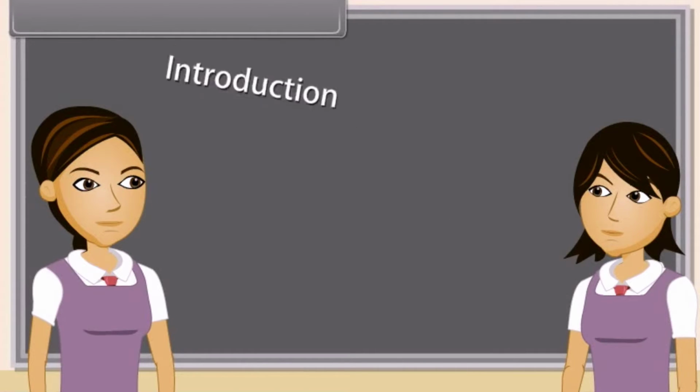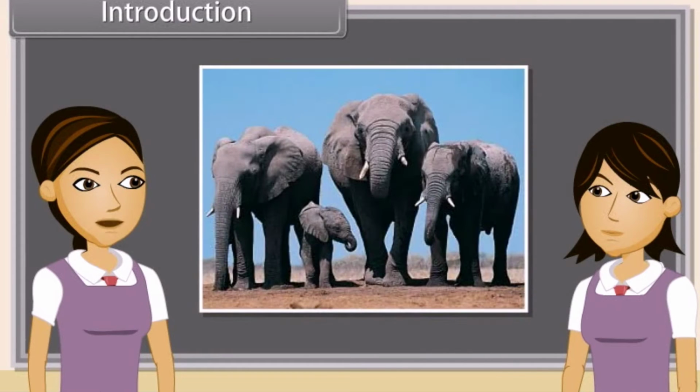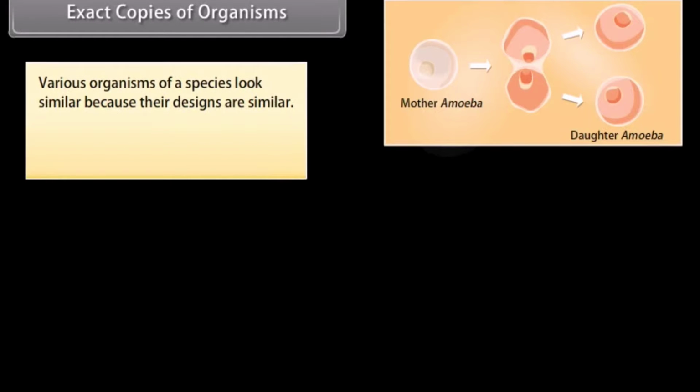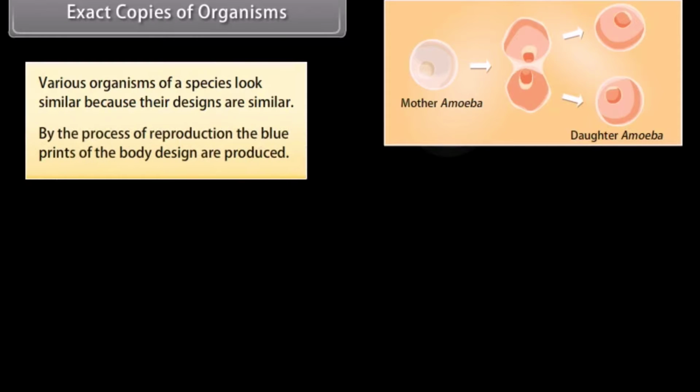Introduction. We know that reproduction is the ability of all organisms to produce young ones similar to themselves in most of their characters. We can also say the process by which a species is continued is called reproduction. Exact copies of organisms. Various organisms of a species look similar because their designs are similar. By the process of reproduction, the blueprints of the body design are produced.